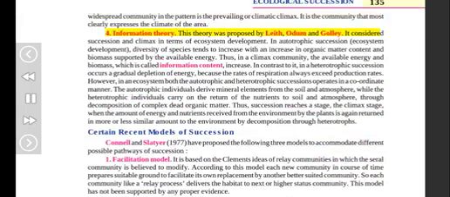4. Information theory. This theory was proposed by Leith, Odum and Gali. It considered succession and climax in terms of ecosystem development. In autotrophic succession, ecosystem development, diversity of species tends to increase with an increase in organic matter content and biomass supported by the available energy. Thus, in a climax community, the available energy and biomass, which is called information content, increase.